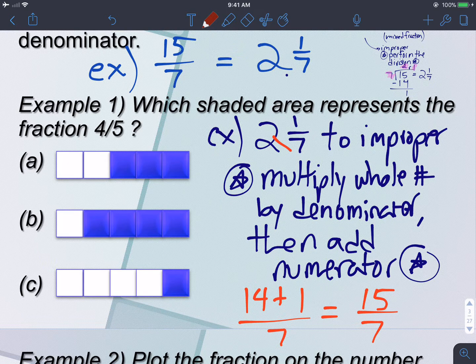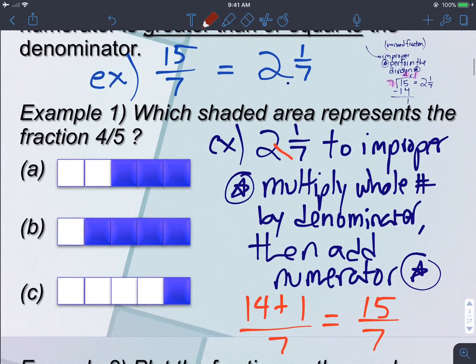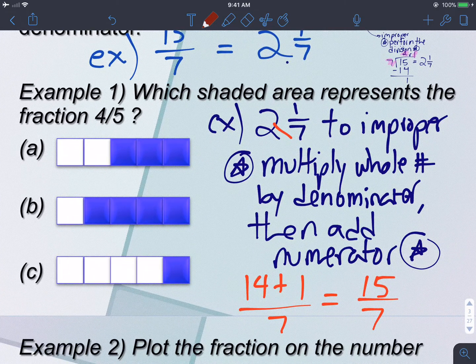Question, go ahead. They're the same. That's right. When you're going both ways, if you go from improper to mixed, or the other way, mixed to improper, the denominator stays the same.